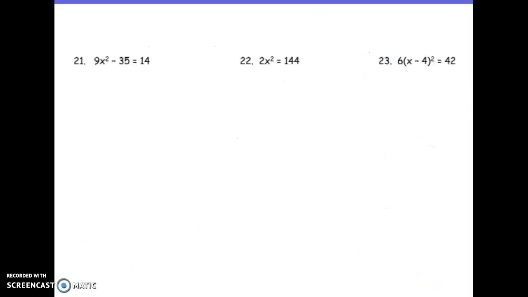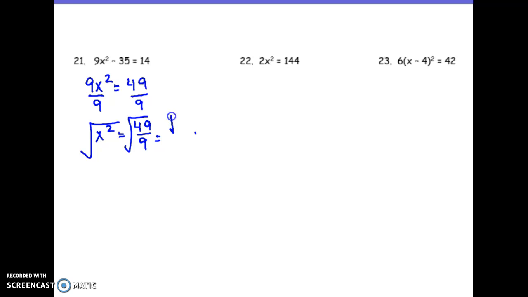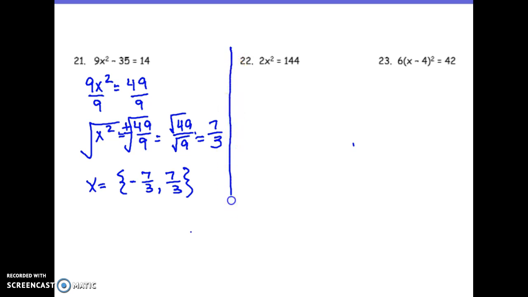So pause the video and you can try the next 3. Okay, 9x squared is going to be equal to 49. If we divide by 9, we get x squared is equal to 49 ninths. If we take the square root of both sides, that's equivalent to taking the square root of 49 and the square root of 9, so we end up with 7/3. So our solution is, and you can't forget, negative 7/3 and also positive 7/3, because when we take the square root, it's the plus or minus, positive and negative.